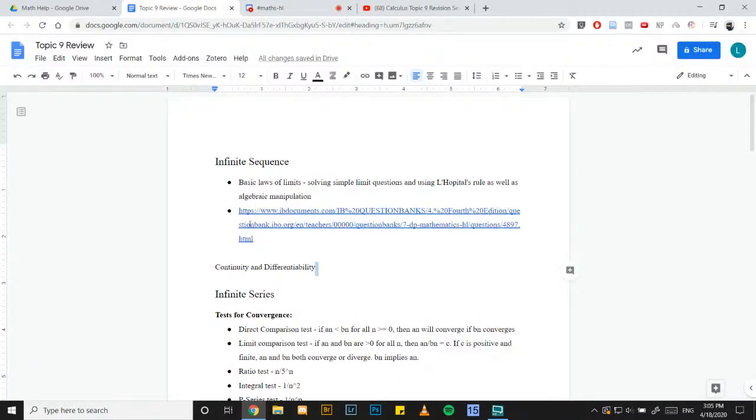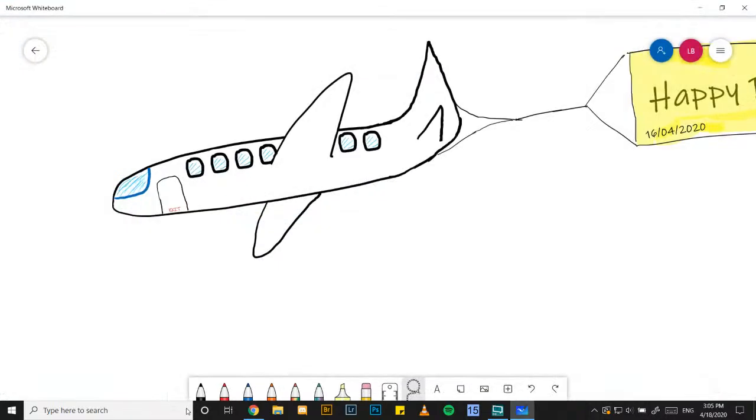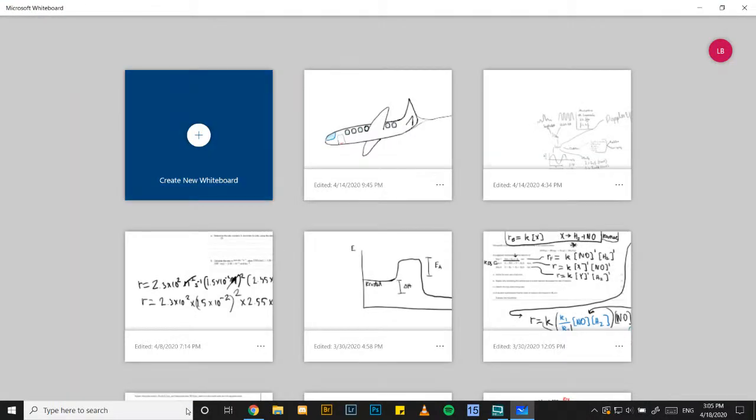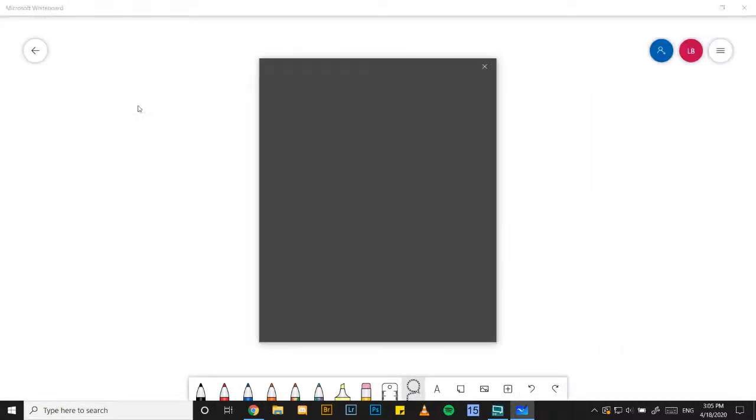So let's start. The first thing in the calculus option is simple limit questions, and also being able to use L'Hopital's rule. So that's this very basic rule. Let me open the whiteboard.